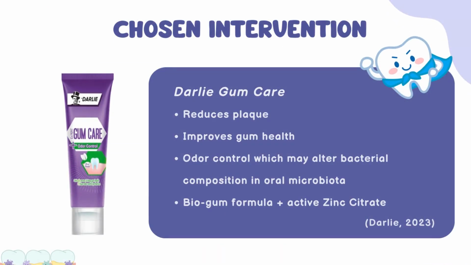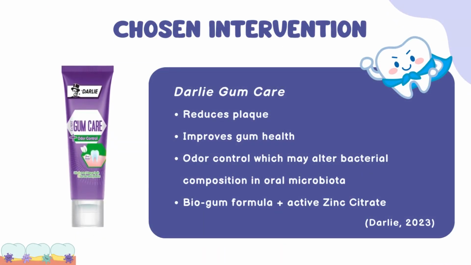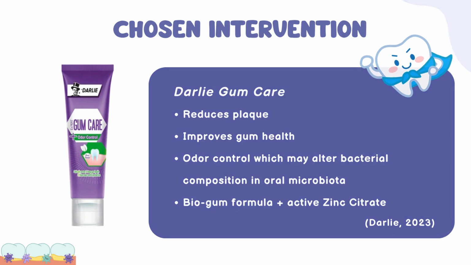From the literature review, we have chosen the Darlie Gum Care toothpaste as an intervention as it has active zinc citrate ingredients. According to Darlie, this toothpaste reduces plaque in our mouth, improves gum health, and controls odor, which is related to bacterial composition in our oral microbiota.